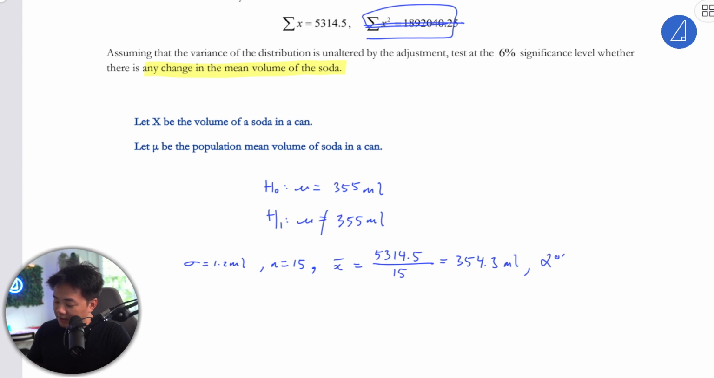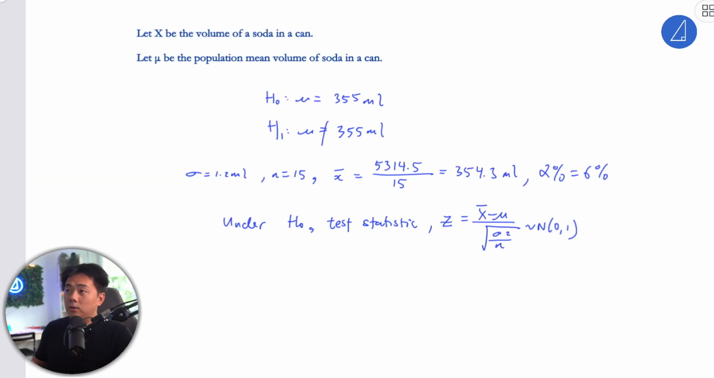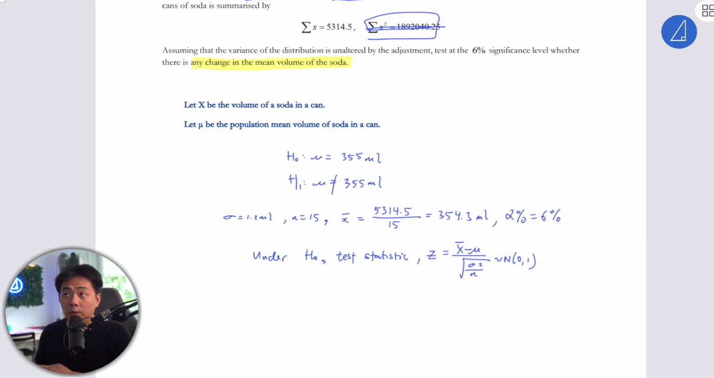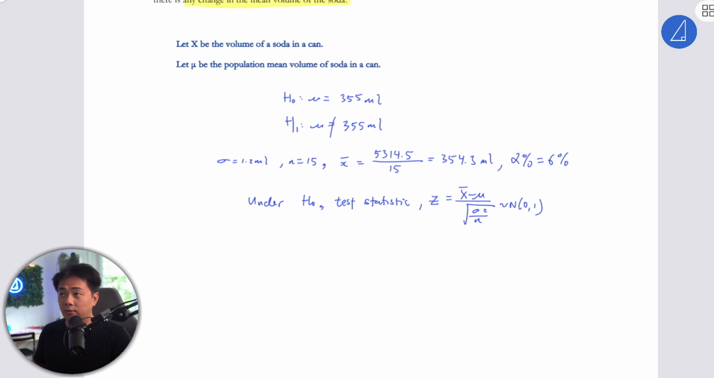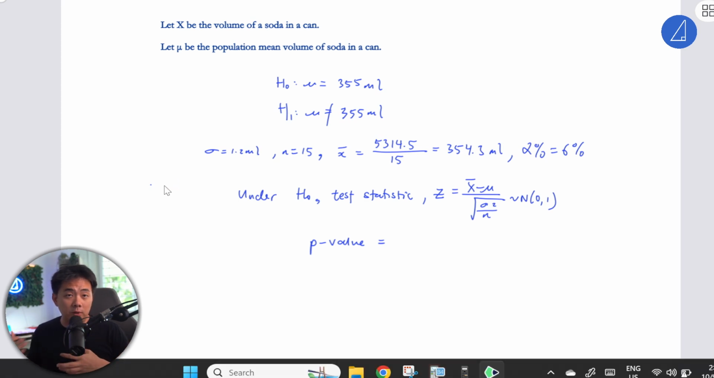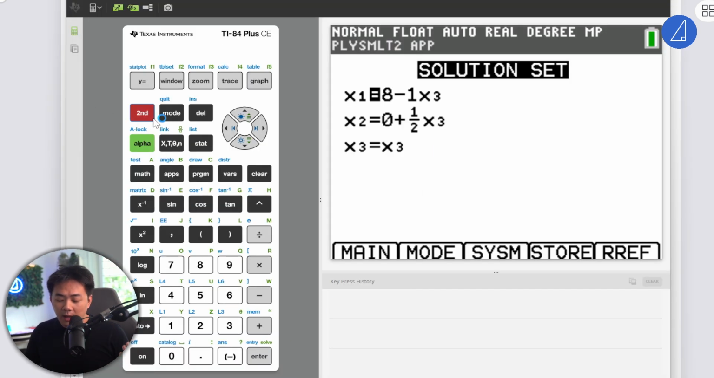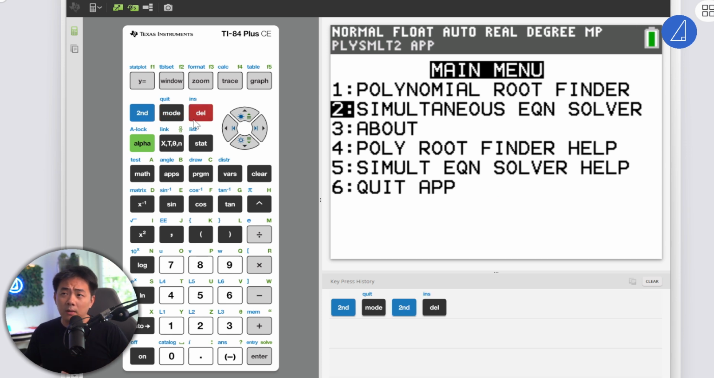What else do we need? We need the level of significance, which is 6%. Now, under H naught, there are two methods here. You can either use the classical rejection method or just use the p-value. In this case, to keep it simple, I'm just going to use the p-value method. You don't need to use CLT because the population is already known to be normal. So I'm going to use the GC to key out the p-value. There are many ways to write your test statistic. Different schools subscribe to different ways of writing, so it is perfectly fine to use whichever way; there's no one sure way.